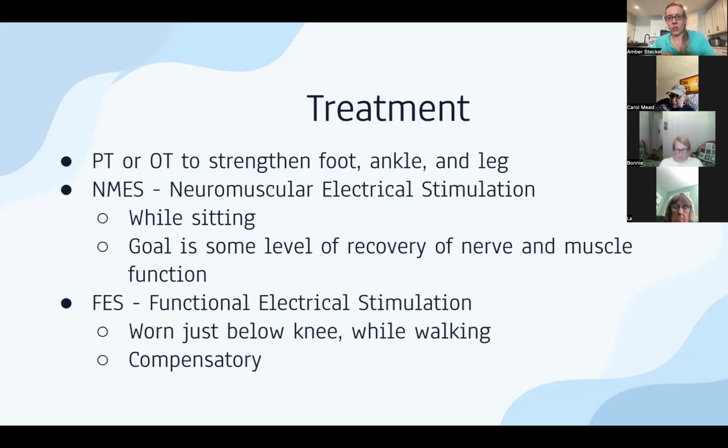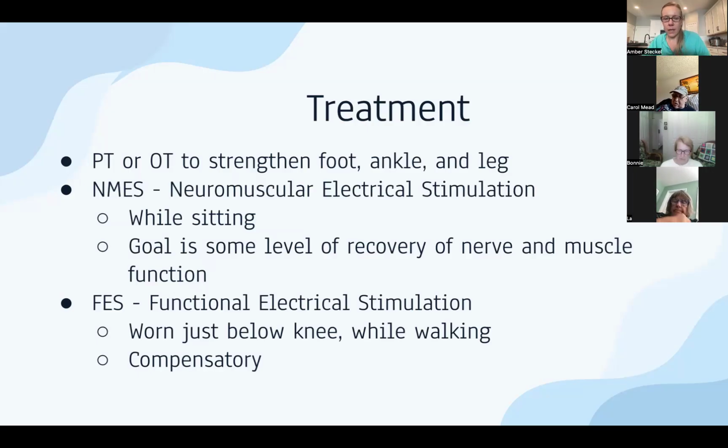FES, functional electrical stimulation, would be, for example, somebody that has a stroke. The injury happened in the brain. So the path of the nerve is actually intact. The nerve is fine. So the functional electrical stimulation goes right below your knee. And it's gotten so advanced that while you're walking, it knows the gait cycle. So it knows when you're going to lift up your foot, and it turns that electrical stimulation on at the moment you lift your foot.